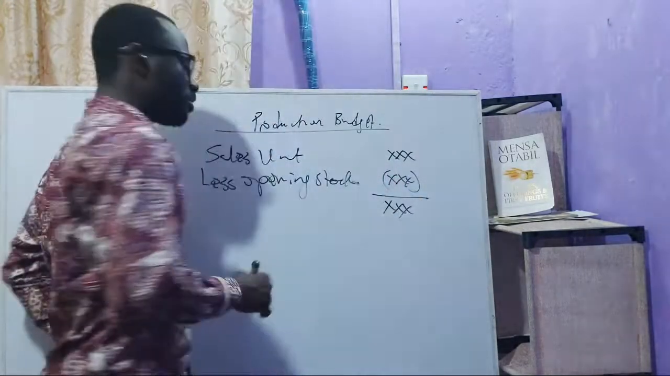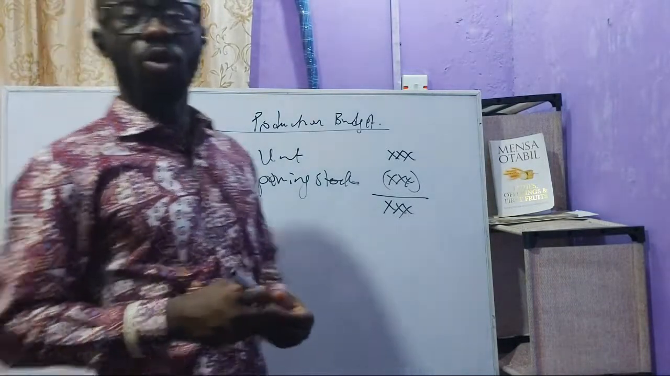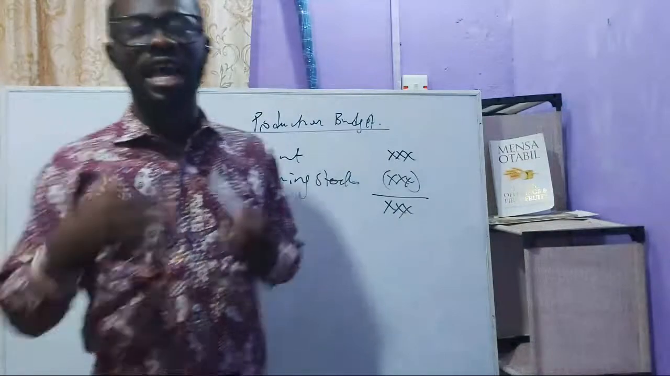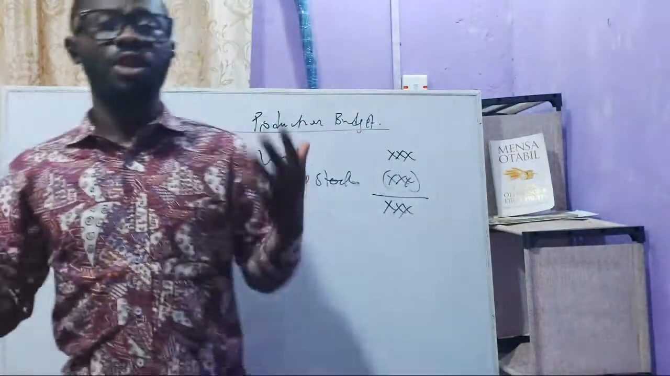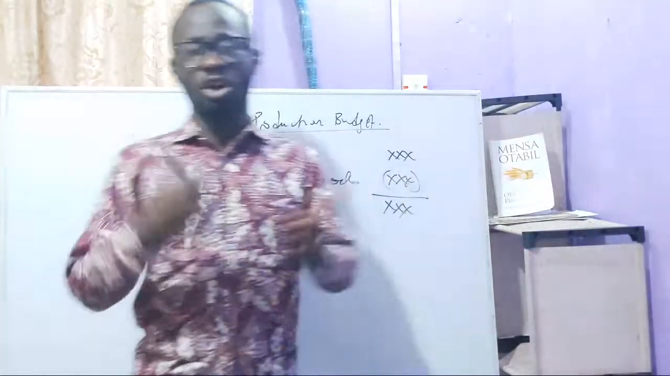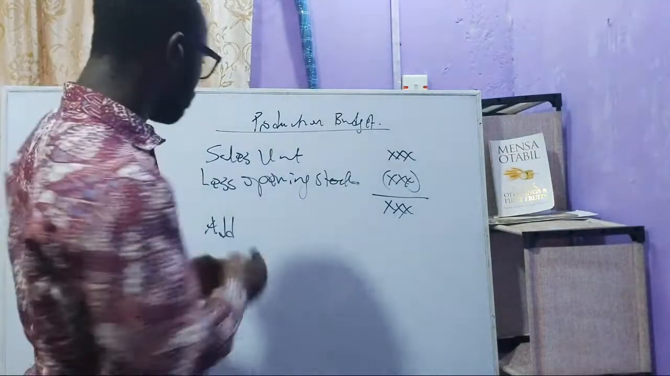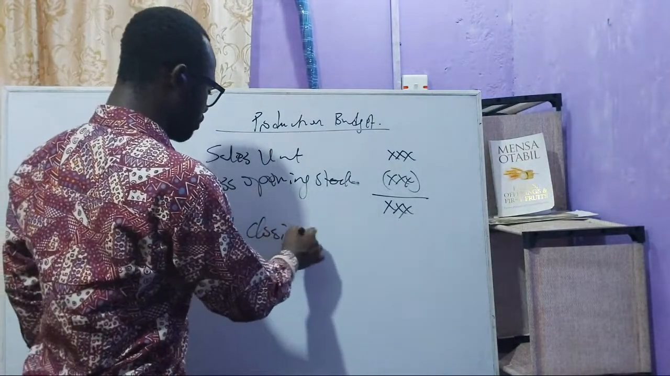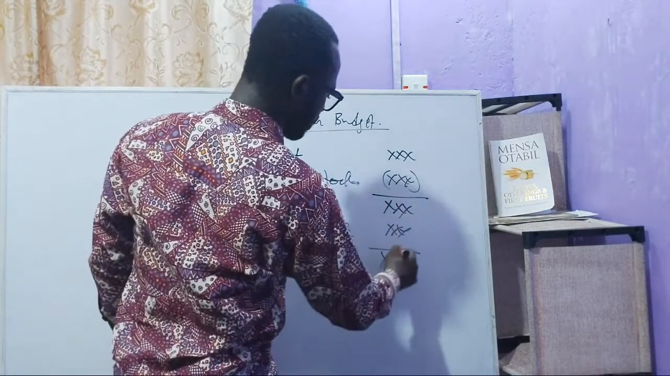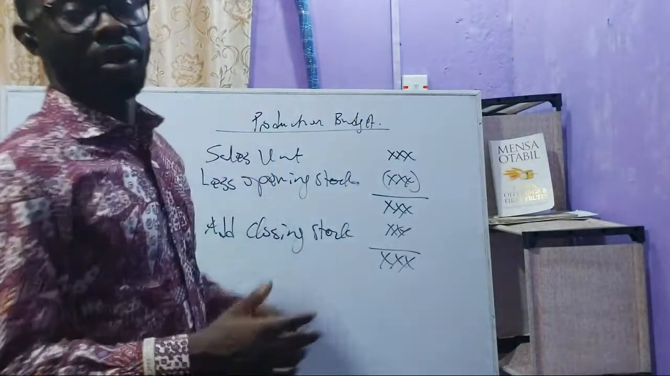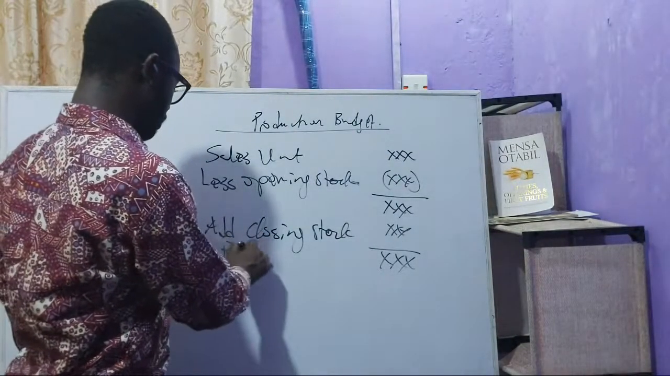Once we lessen it out, then we're going to be adding closing stock. Every entity would want to have a certain desired level of closing stock at the end of the year that it wants to keep. So we need to ask ourselves, how many units of closing stock do we want to have? And that is going to be added up. Then we get our production units.